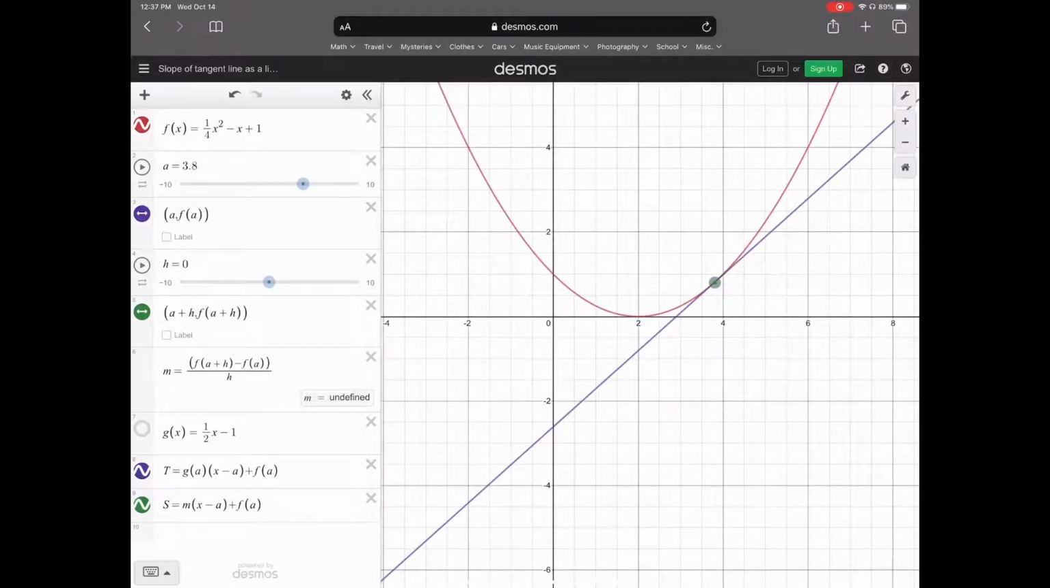So again, the secant line is represented by going through 2 points, and the tangent line is a line that goes through exactly 1 point on a function. So that's what we call a point of tangency.